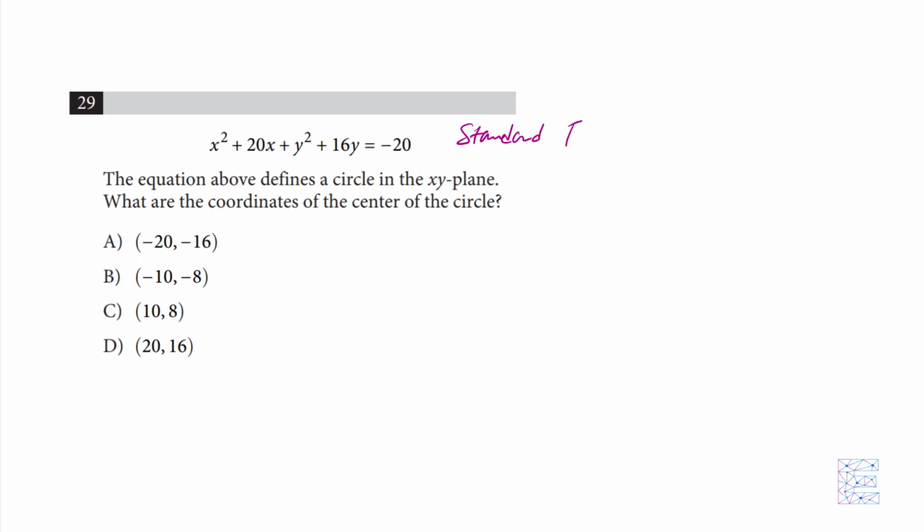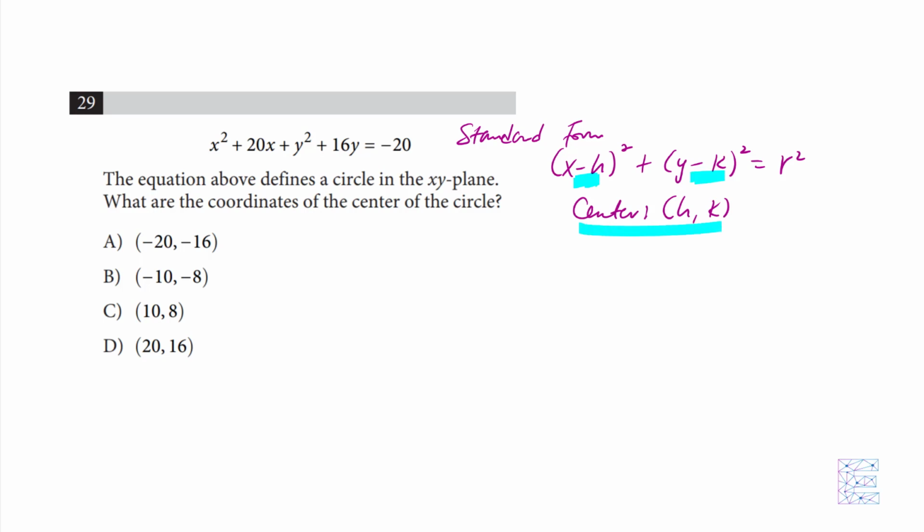And the standard form of a circle is (x minus h) squared plus (y minus k) squared equals r squared. And the center is basically h comma k. That means whatever the h value is, we'll change the sign of it, and whatever the k value is, we'll change the sign of it, then we'll have our answer. But first, we have to convert from general form to standard form.